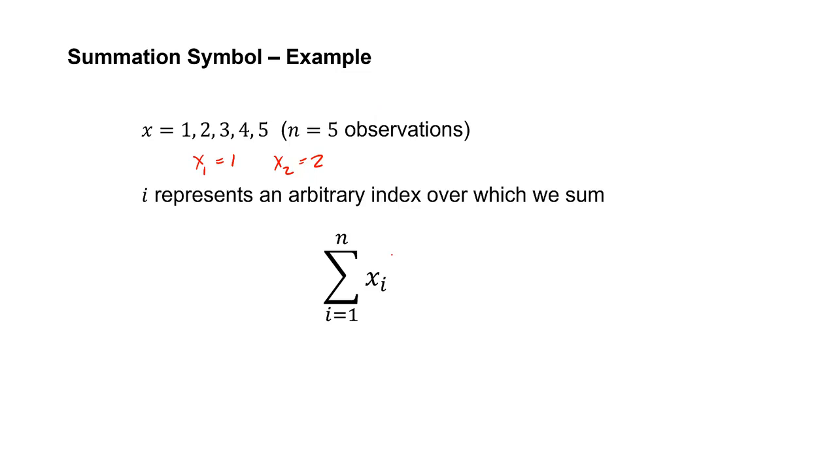So if we wanted to use this summation sign, the bottom here is always the start value. So we're going to start the index. So i represents an arbitrary index over which we sum. That's going to be our start value. So i is going to be 1. And then we're going to stop when our index, our i, is equal to n. In this case, n is going to be equal to 5.